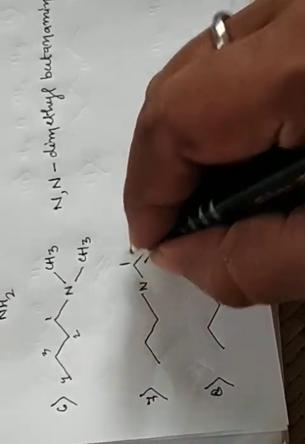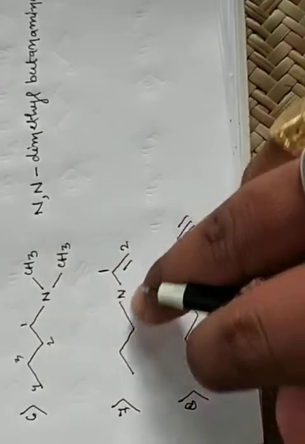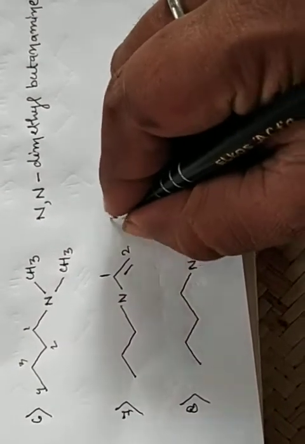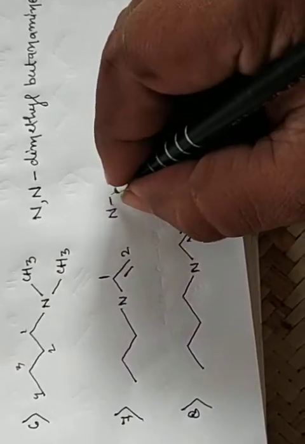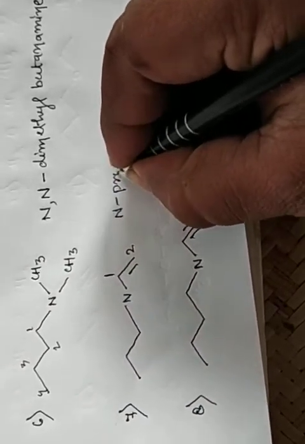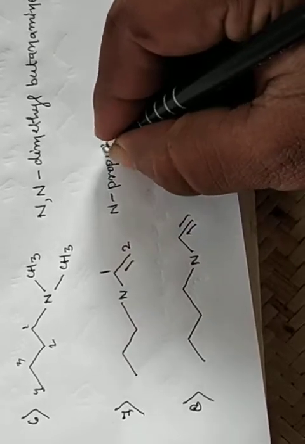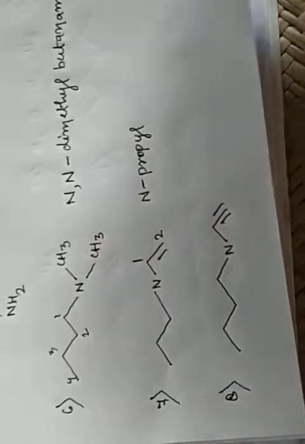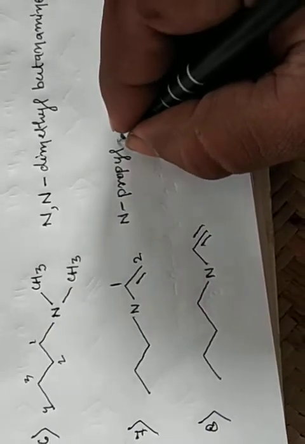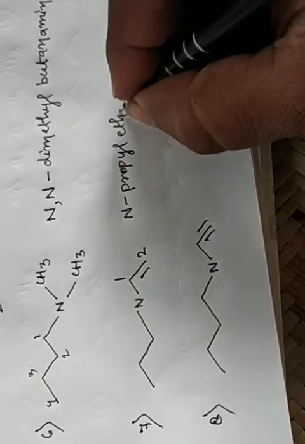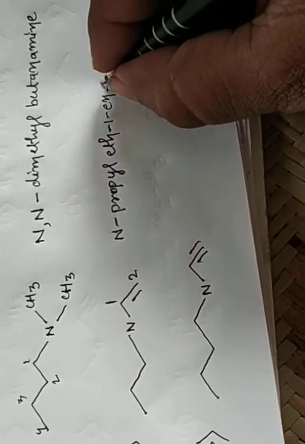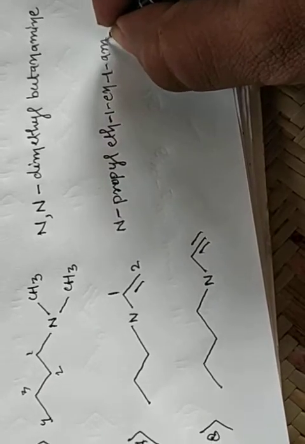double bond is greater than single bond. So 1, 2. Now how many carbons are on this side? 1, 2, 3. So N what? There's 3 carbons, so N propyl. N propyl. Yeah? N propyl. And how many carbons on this side? There's 2 carbons. It means 1 ene, and E replaced by amine. So 1 amine. Clear?